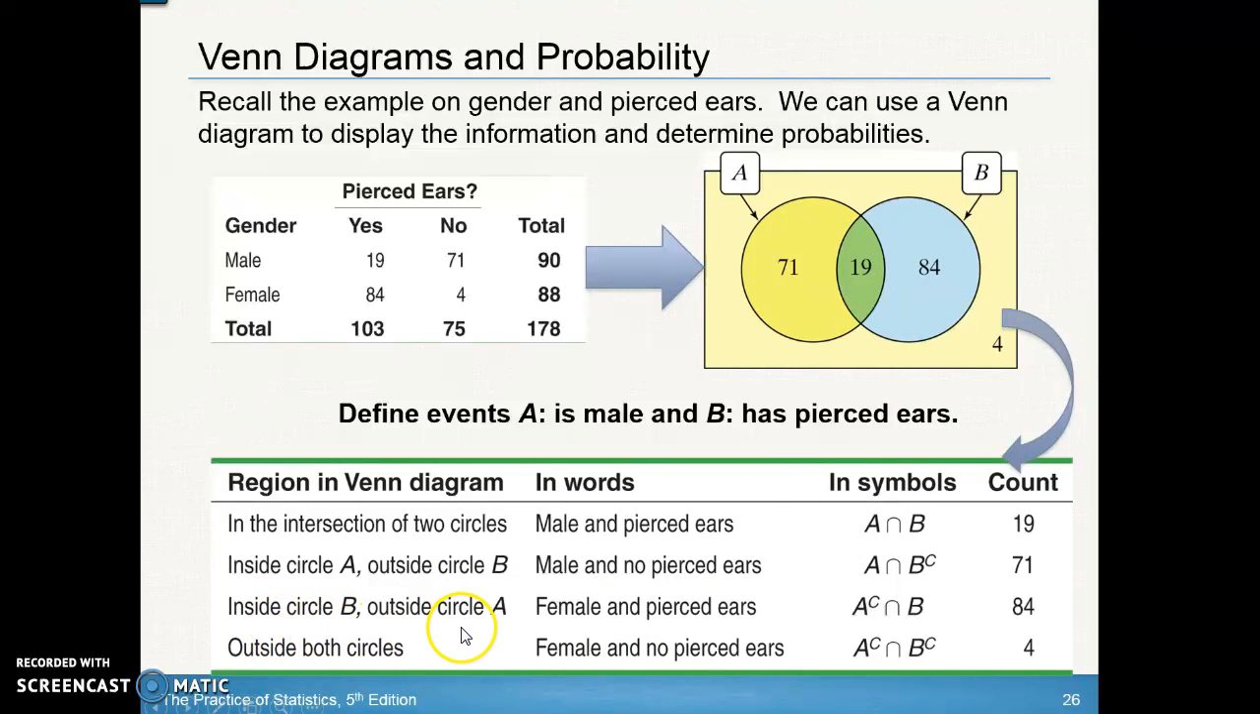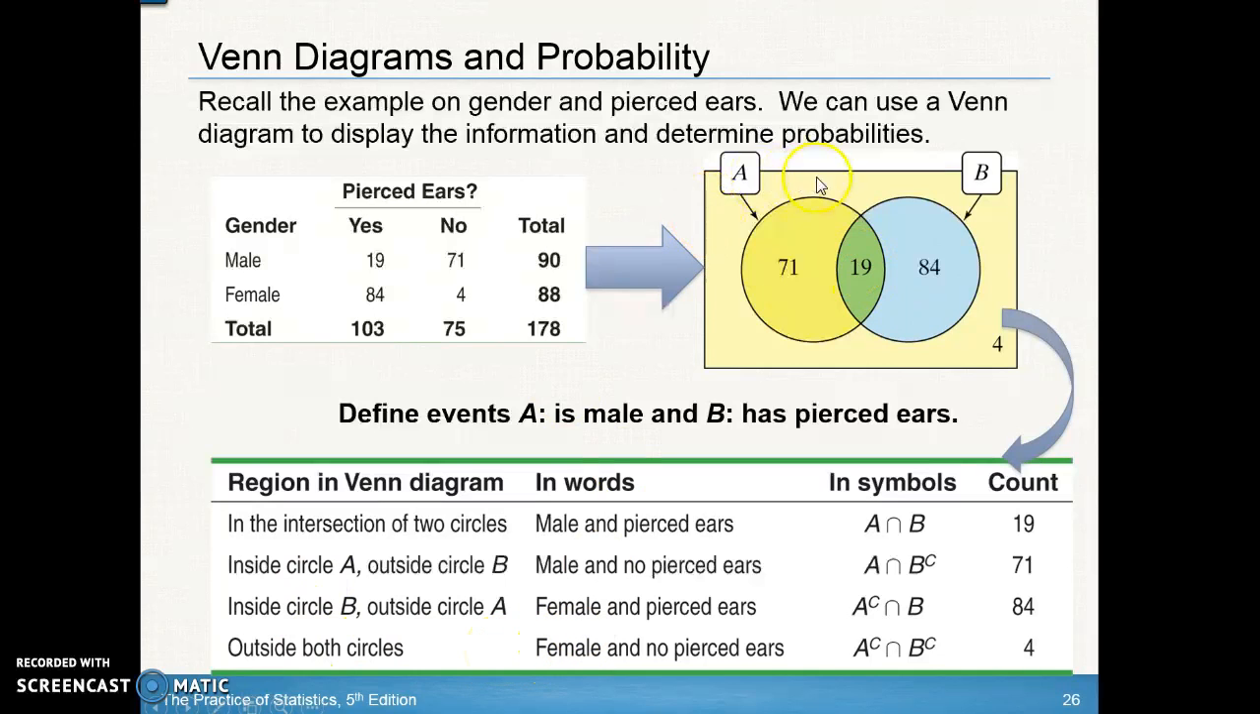We want inside circle B, outside circle A. Inside circle B is circle B right here. Sorry, I was reading the first piece first. Okay, inside circle B, outside circle A is A complement. So let's think about this. What is inside of B and outside of A? So we start out with inside of B. Okay, so we kind of shade that in. Outside of A, we kind of completely take A out, so we're just left with the 84 because that 19 is still within A. What's outside both circles?